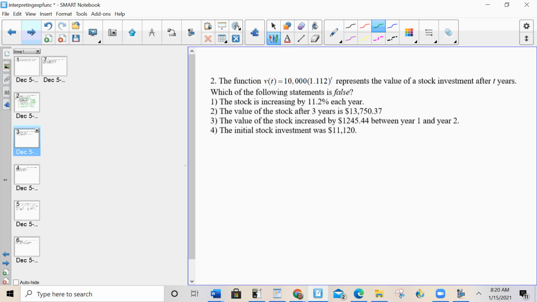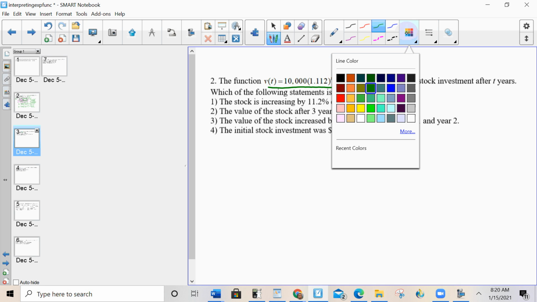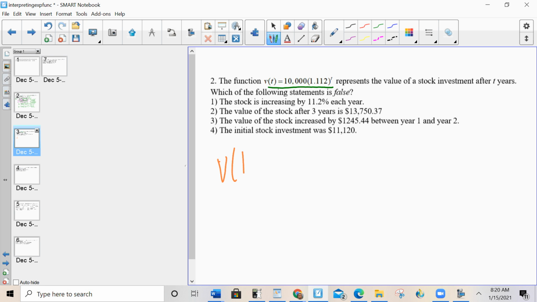Number 2, the function v of t equals, let's just write that a little bit bigger. Let's do a new color. I'm getting so bored with these same colors. Whenever I get bored, I always pick orange. Orange is simple.